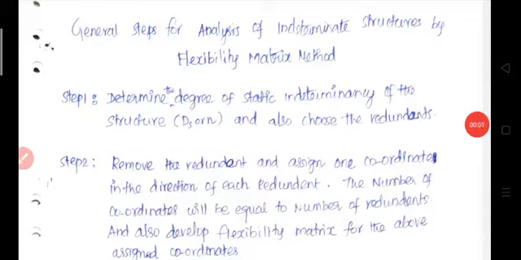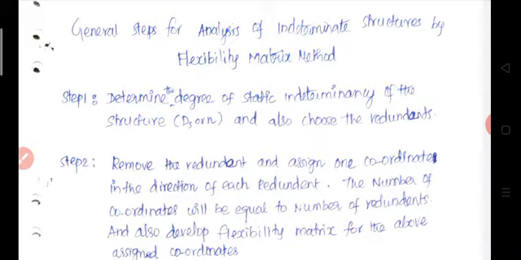Hello student, in this video lecture we are going to see the step by step procedure for the analysis of indeterminate structures by flexibility matrix method. So, we already know what is meant by indeterminate structure. Indeterminate structure is a kind of structure which cannot be analyzed by law of equilibrium equation alone. It needs some additional compatibility equation to solve a structure.